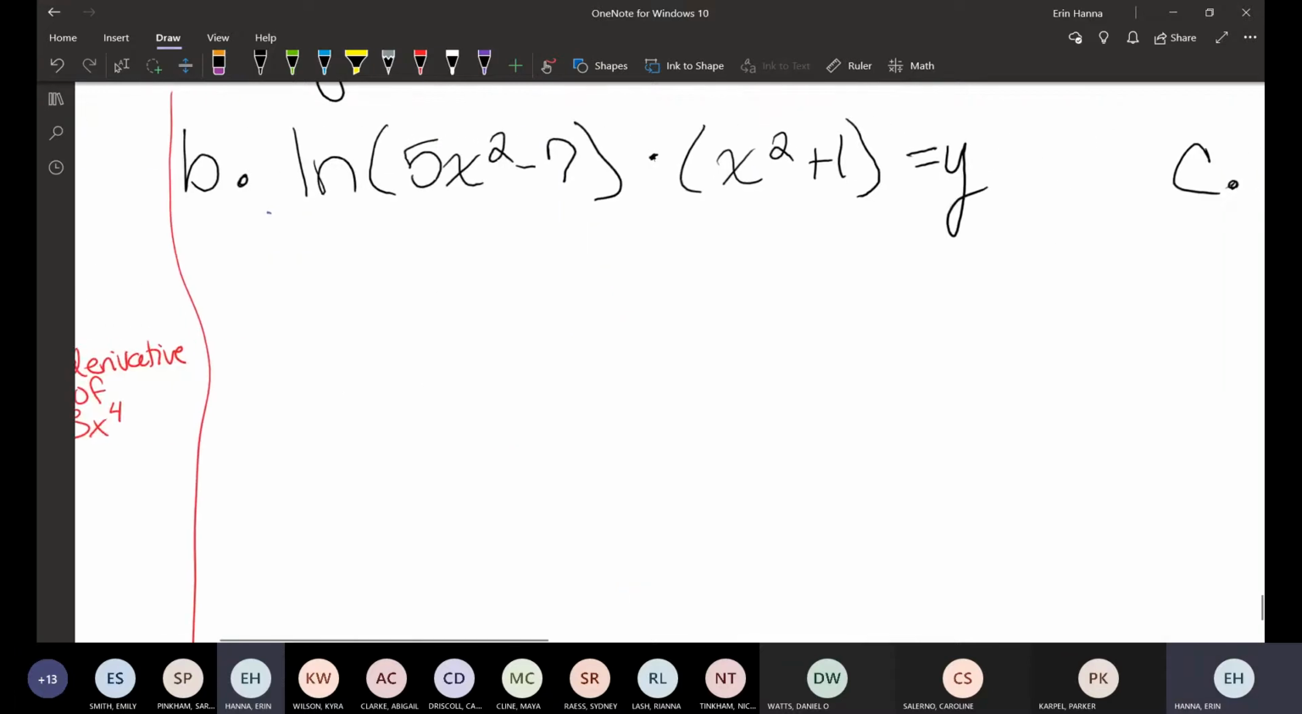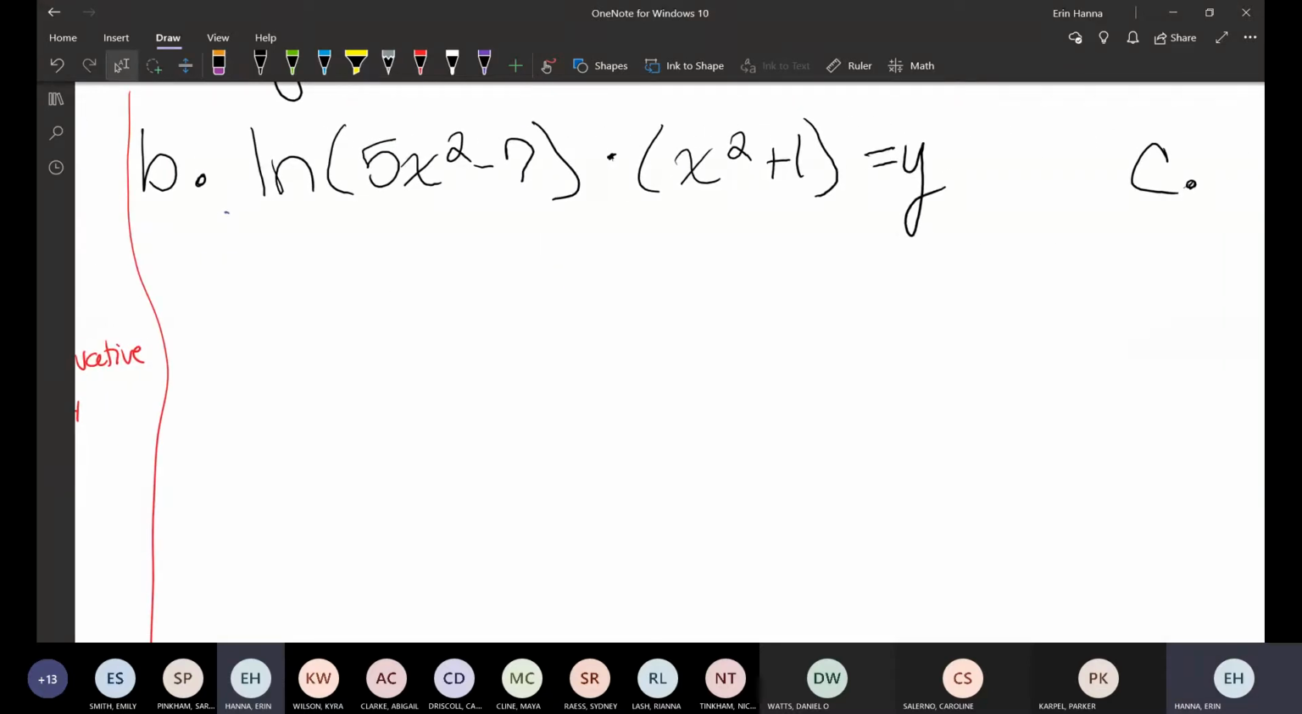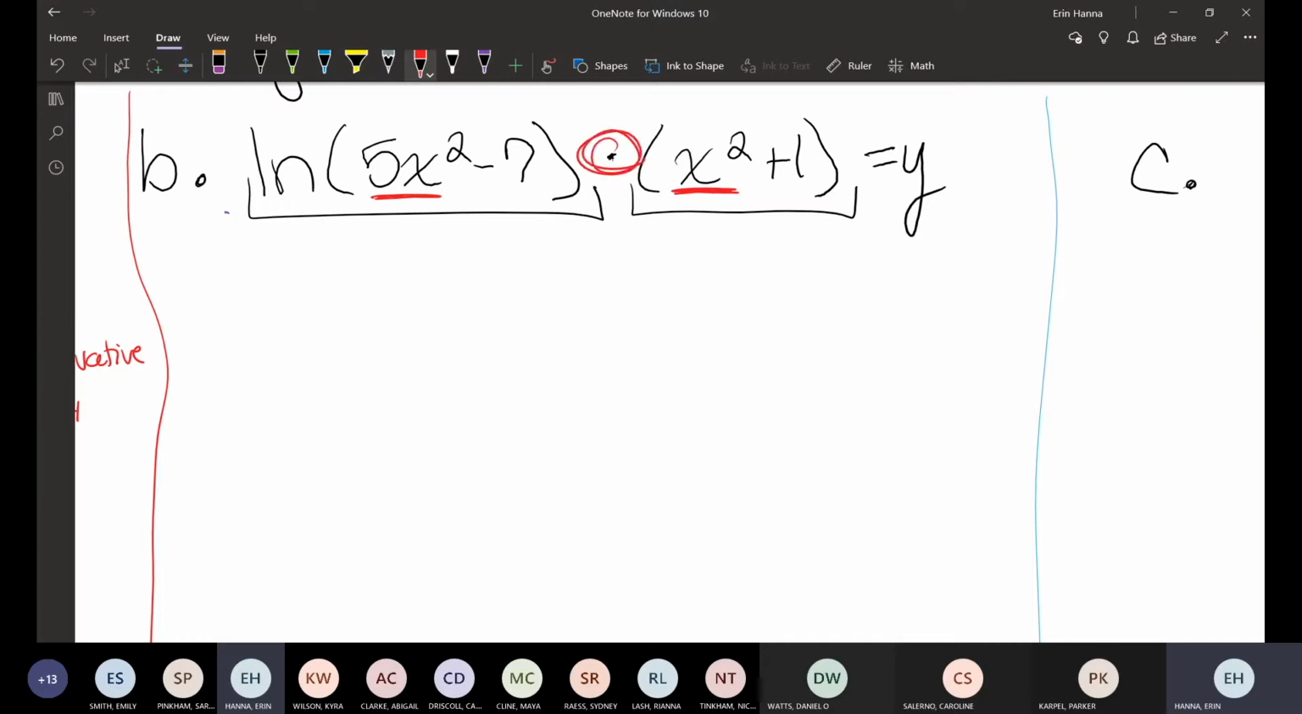All right, next one. Natural log of 5x squared minus 7 times x squared plus 1. This is going to be a product rule. We've got an x here and an x here, and they're in completely separate pieces of this function. Since you have two occurrences of the variable and these things are being multiplied together, that should tip you off to product rule.